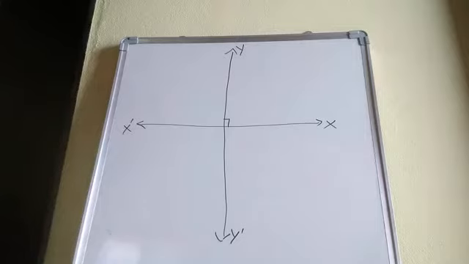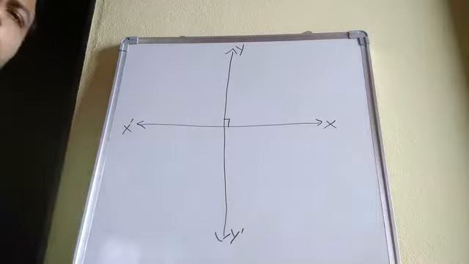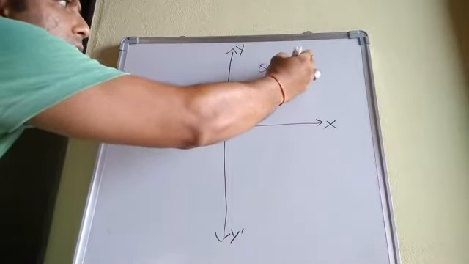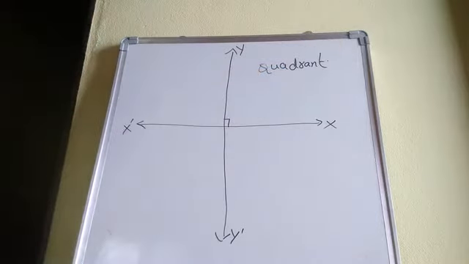Now, if this complete area is a plane, and we have drawn the two axes, x and y, then both axes have divided the plane into how many parts? Into 4 parts. You can see 1, 2, 3, 4. Each part is called a quadrant. So here we have 4 quadrants.